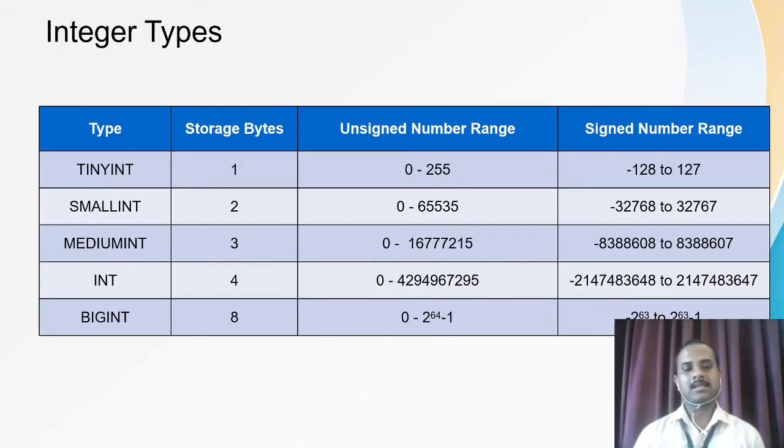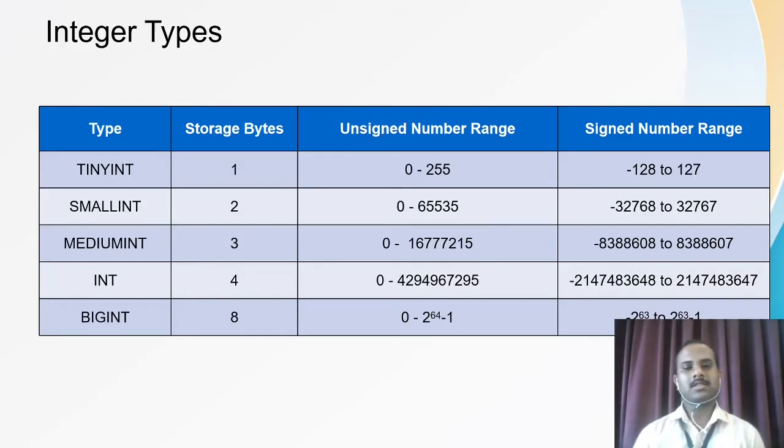Medium int is 3 bytes. 3 bytes is equivalent to 24 bits. So 2 to the power 24 minus 1. And int is 4 bytes, which is 32 bits, so you have 2 to the power 32 minus 1. And big int, as shown, is 2 to the power 64 minus 1.